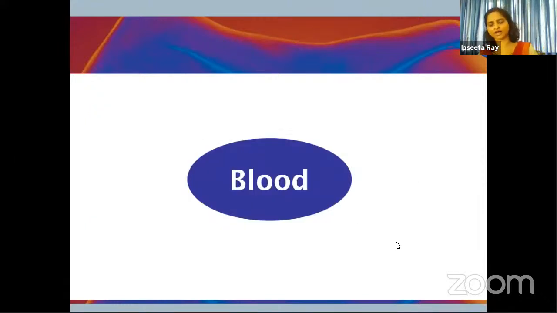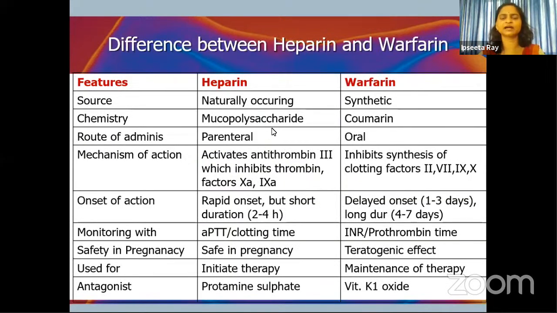Now moving on to the last system, that is blood, under which I will be covering only one or two parts. Under blood, an important question which can come is the difference between heparin and warfarin. These are all anticoagulants, but what are the differences between heparin and warfarin? Heparin is naturally occurring, obtained from a natural source, compared to warfarin, which is synthetic in nature. Chemically, heparin is a mucopolysaccharide compared to warfarin, which is a coumarin derivative.